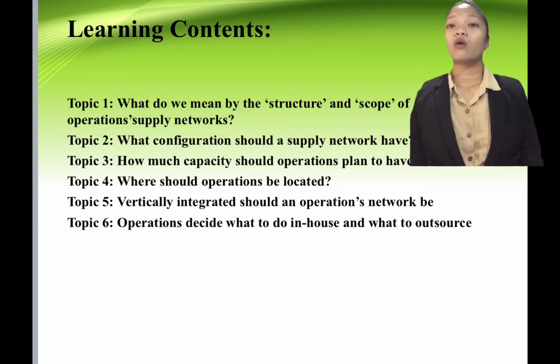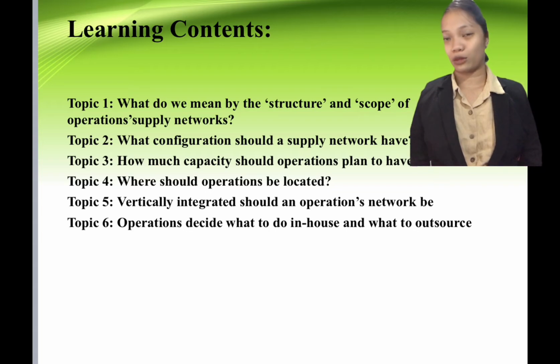Topic 1 is what do we mean by the structure and the scope of operations supply networks? Topic 2, what configuration should a supply network have? Topic 3, how much capacity should operations plan to have? Topic 4, where should operations be located? Topic 5, how vertically integrated should an operation network be? Topic 6, operations decide what to do in-house and what to outsource.